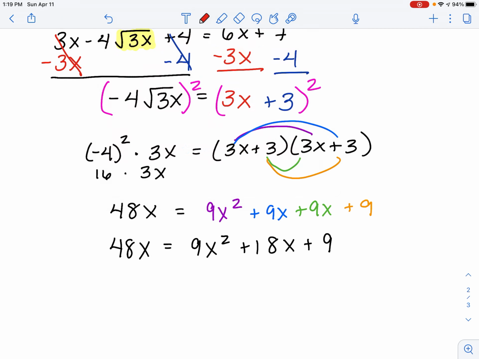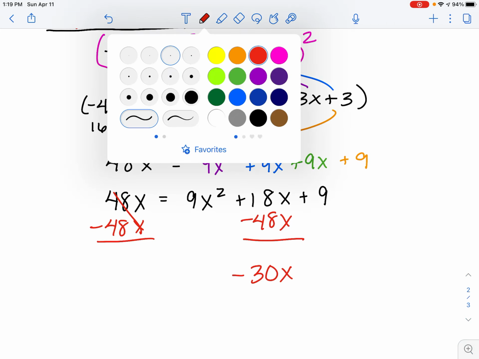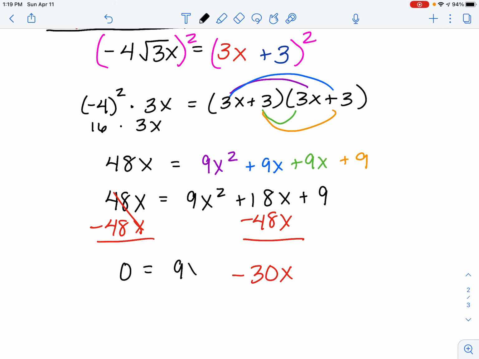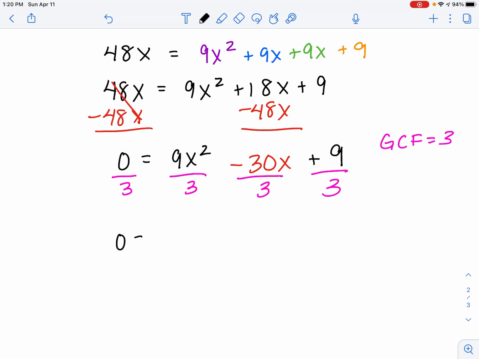Let's go ahead and make this equal to 0 by subtracting 48x from both sides. So 18 minus 48 is going to give me minus 30x. So I'm going to get 0 equals 9x squared minus 30x plus 9. And then the smartest way to do this when we're factoring is to take out any GCFs if we can. So I have a GCF of 3. I'm going to divide everything, including the 0, by 3. So now I get 0 is equal to 3x squared minus 10x plus 3. And that's a lot easier to factor.